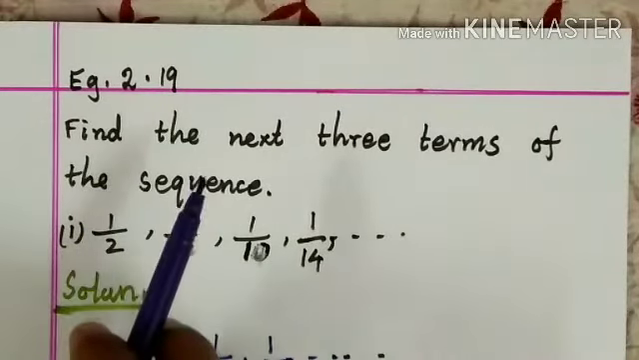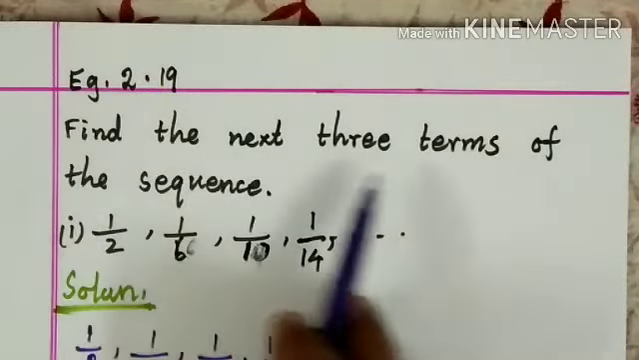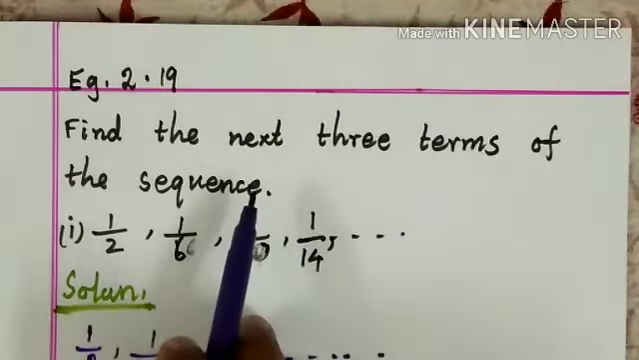Example 2.19. See the question. Find the next three terms of the sequence.